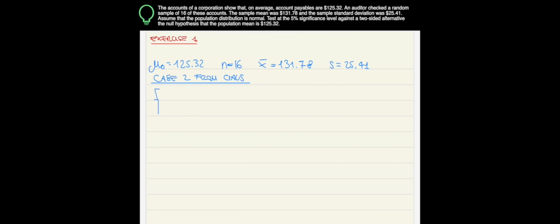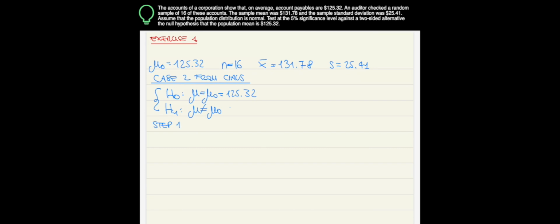So the H0 that we want to test is that mu is equal to this mu0, which is 125.32. And the alternative hypothesis is instead two-tailed, meaning two-sided, so that mu is different from mu0, which is 125.32. Okay, great. So we are dealing with the hypothesis test, standard procedure.